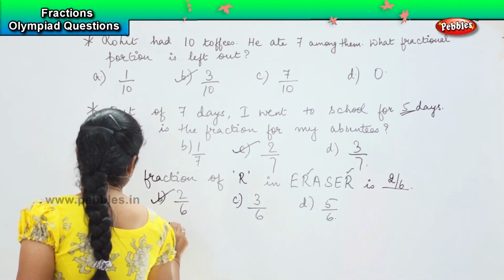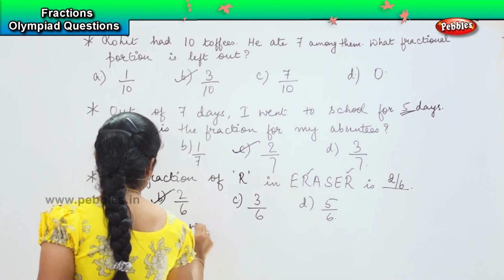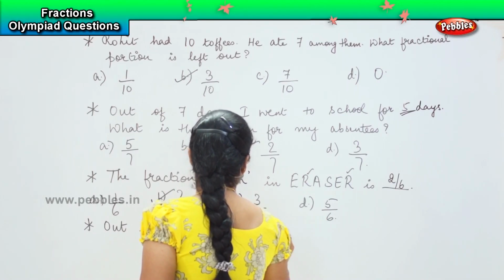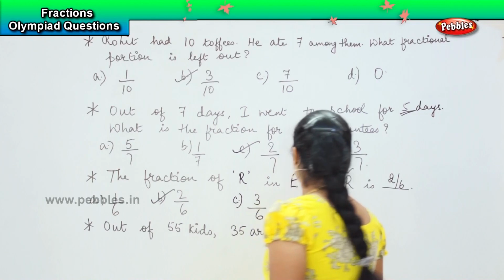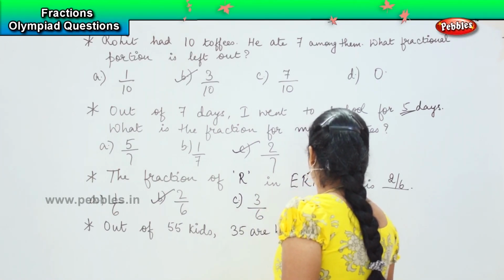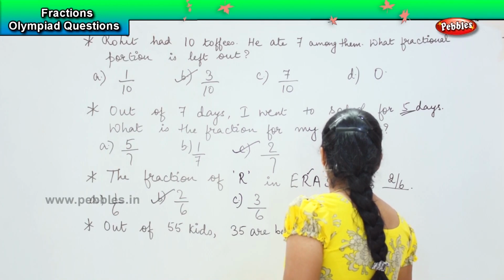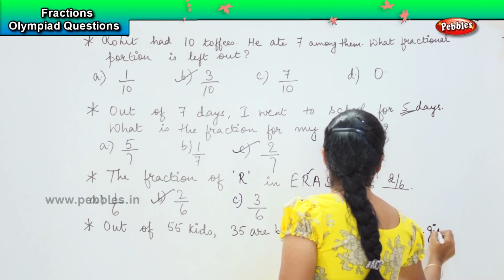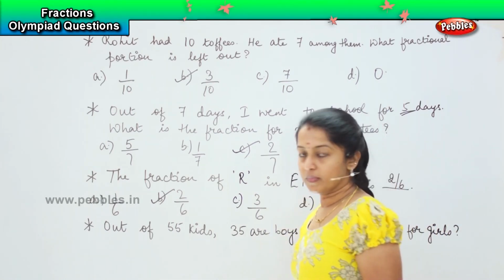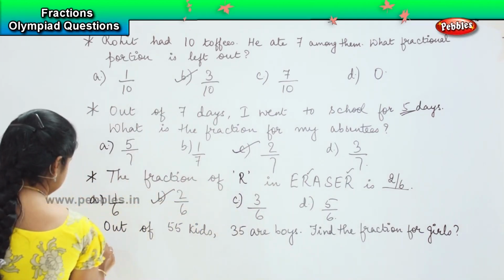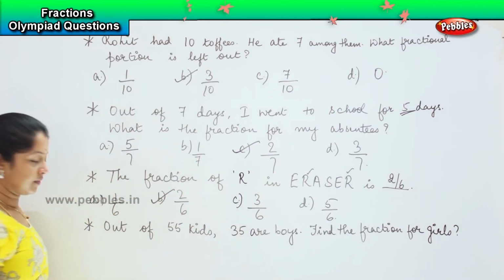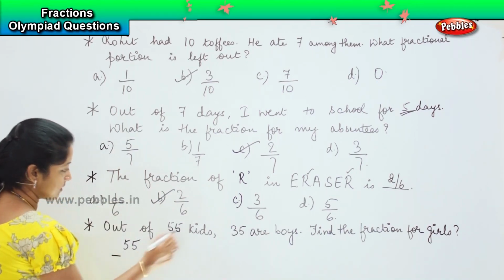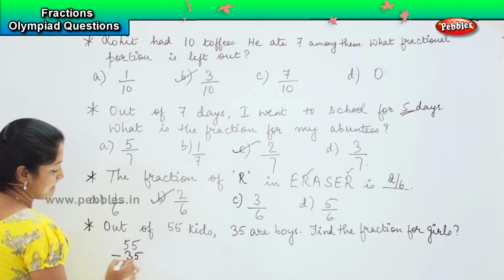Out of 55 kids, 35 are boys. Find the fraction for girls. So there are 55 kids and 35 are boys.